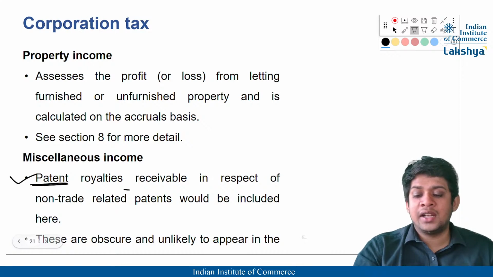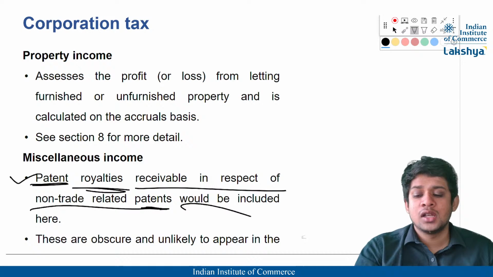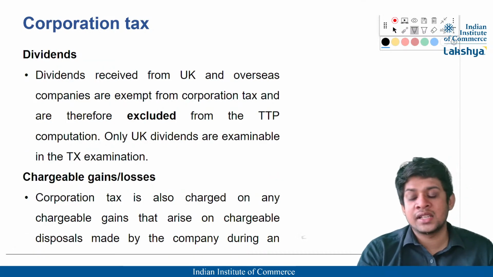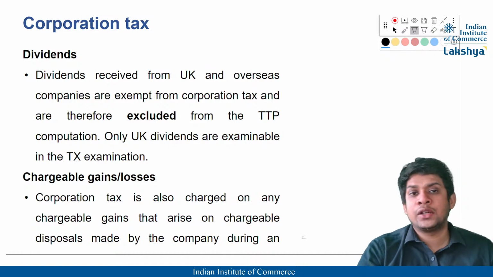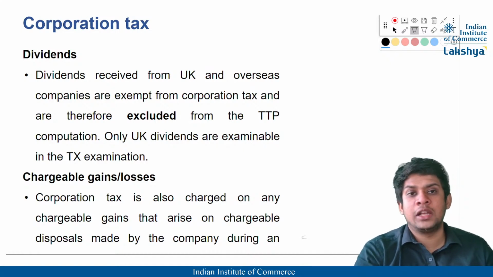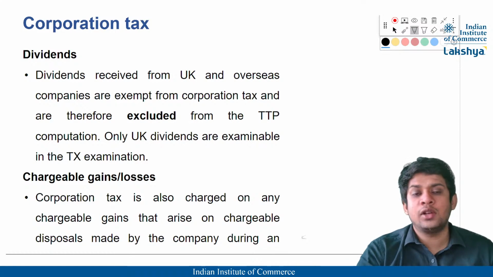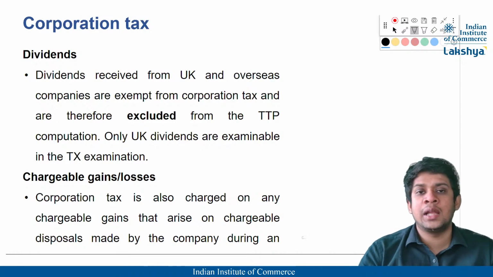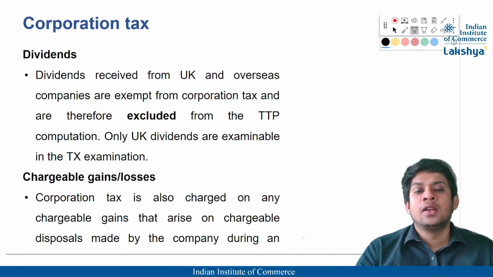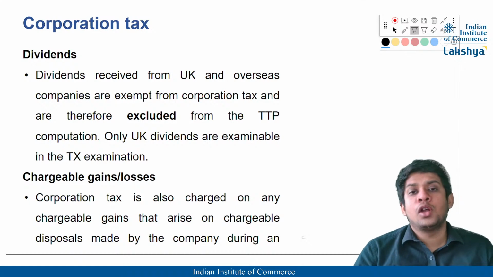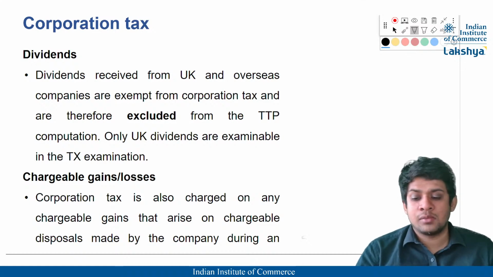Then, as I told you, any patent royalties receivable in respect of non-trade related patents would be included here, but they are not examined for our tax examination. Dividends, as I told you guys, dividend incomes that the company is generating are exempt while calculating tax. So if there is any dividend income which is added as an income to your tax adjusted trading profit, you will deduct it while calculating the TATP because dividend incomes are not taxable.